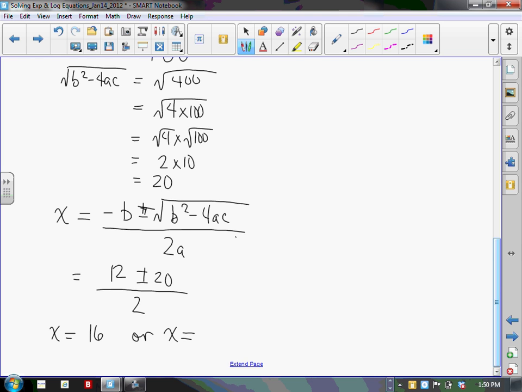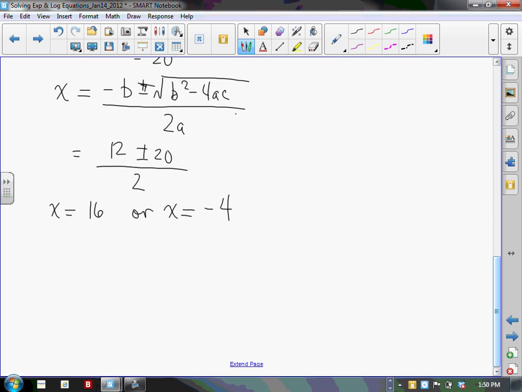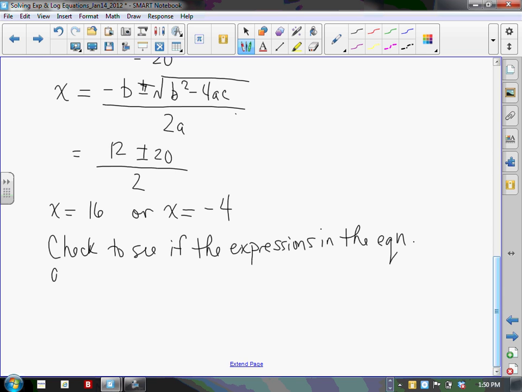Okay. Or 12 minus 20, which is negative 8 over 2 minus 4. Okay. So last but not least, we want to check to see if the expressions in the equation are defined. That is to say, if I substitute these values of x back into the equation expressions, will they be defined?